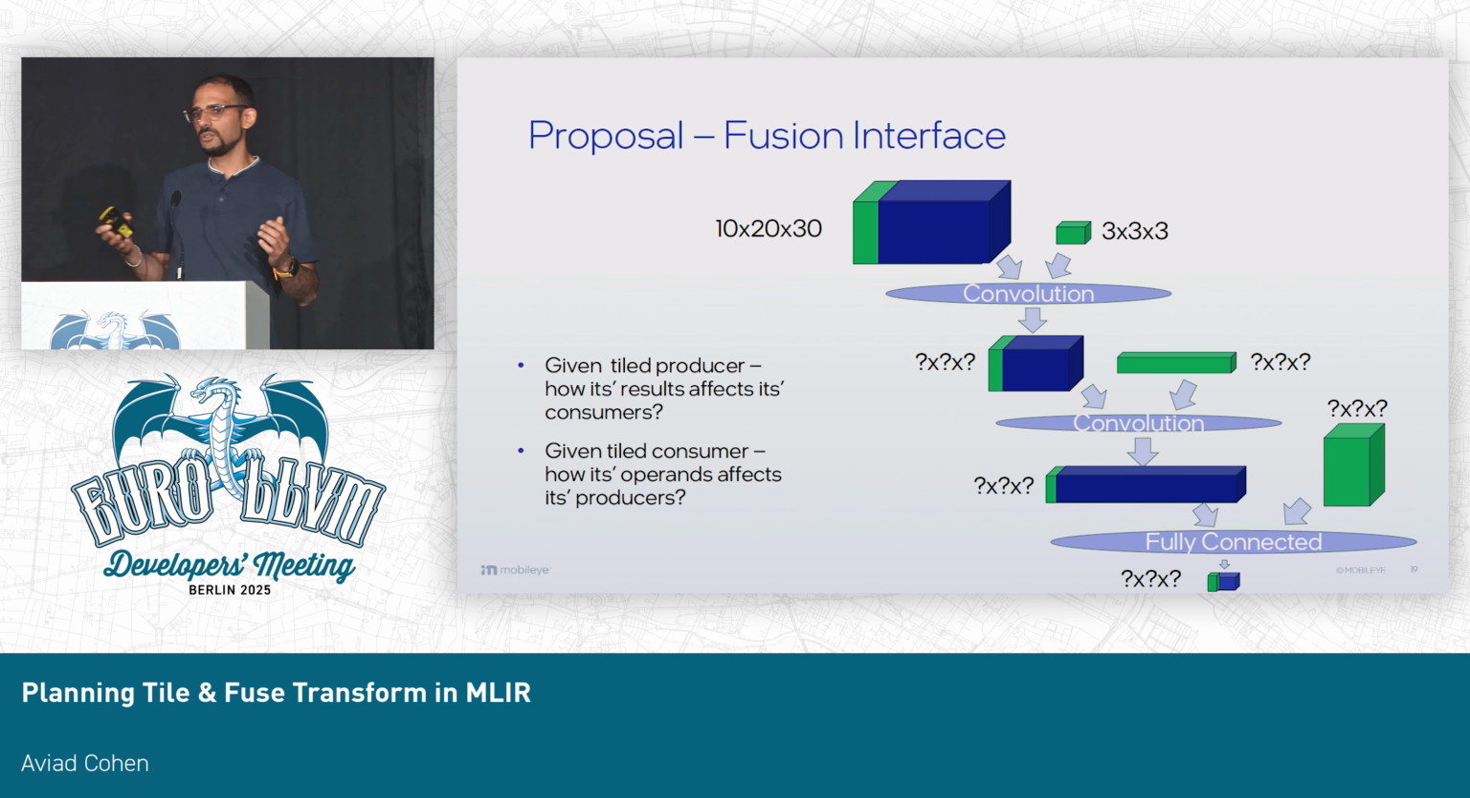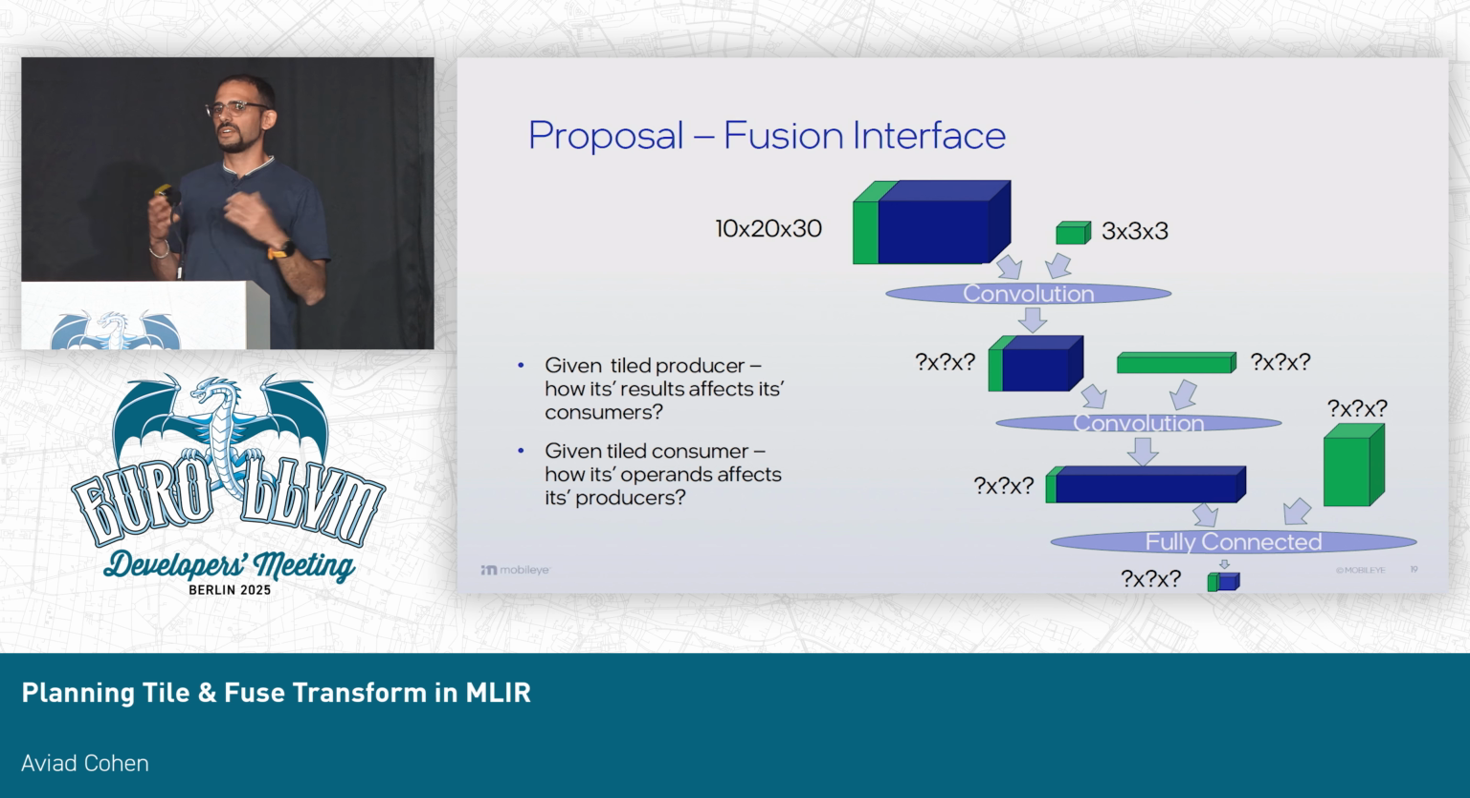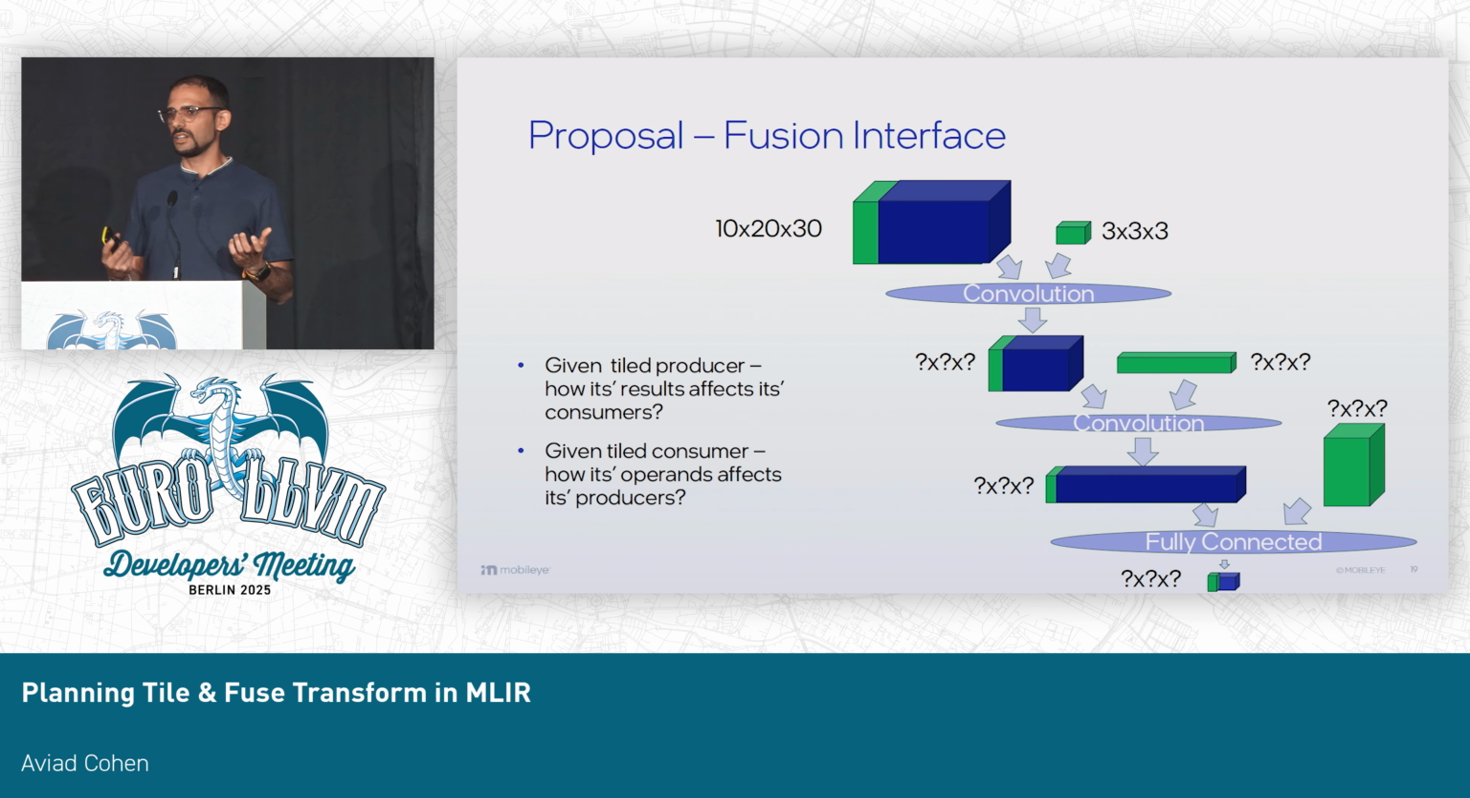To put it in other words, once I select a tile for some operation, we would like to know how it affects the graph. And this will help me to know how to fuse or select the tile size. Well, you can run the transformation and know that, but once you run the transformation, it's already too late. You're already mutating the IR, and it's not good for the planning phase.